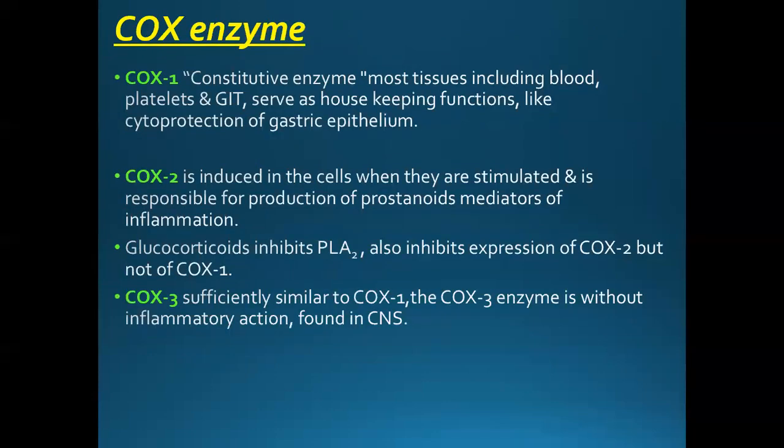Now, what is a COX enzyme? As we mentioned before, we have COX-1, COX-2, and COX-3. Basically, COX-1 is a constitutive enzyme, like it is building up the tissues. Mostly the tissues that include this enzyme are blood, platelets, and GIT. It serves housekeeping functions, like cytoprotection of the gastric epithelium. Like it makes a protective sheath or a covering over the gastric epithelium. So this makes it a protective enzyme.